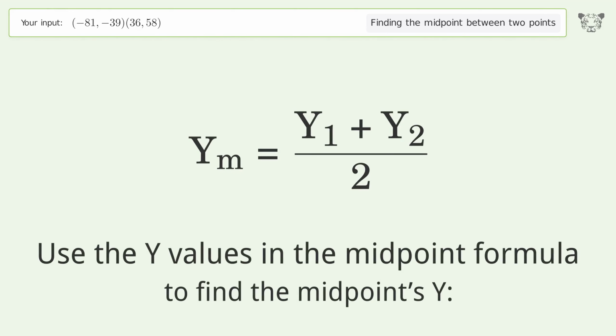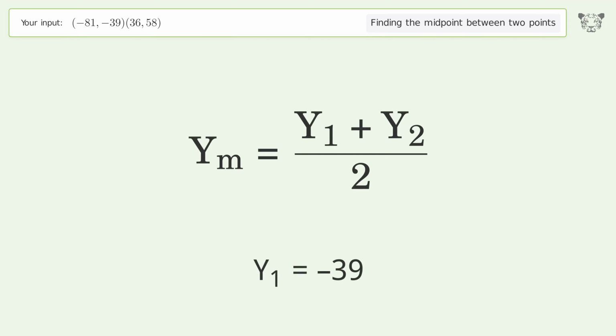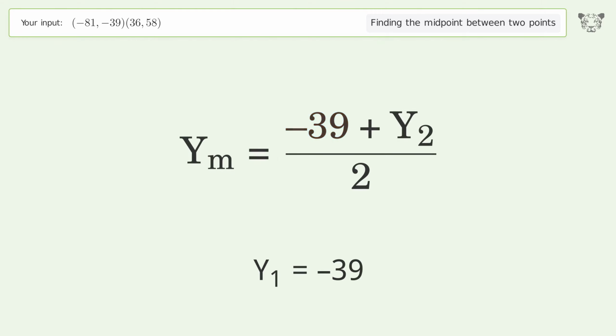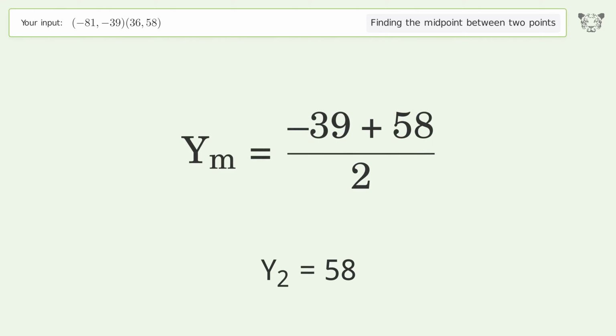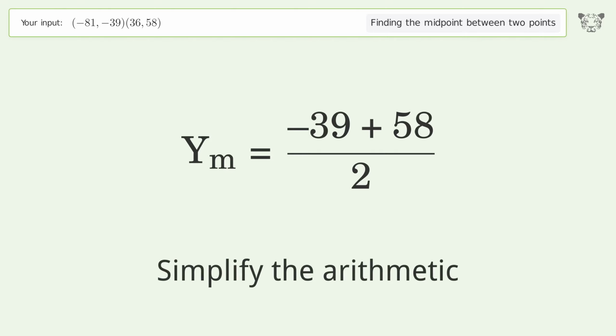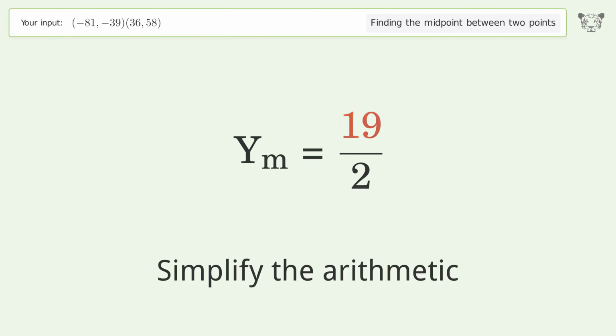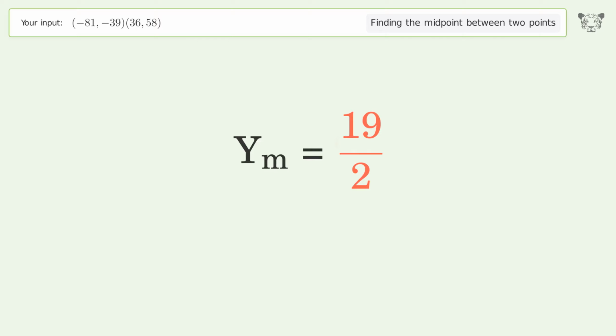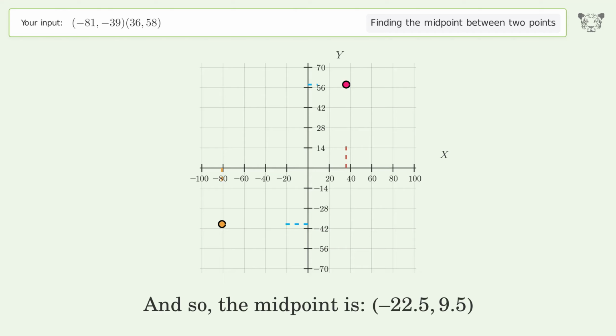Use the y values in the midpoint formula to find the midpoint's y. y1 equals negative 39. y2 equals 58. Simplify the arithmetic. And so, the midpoint is negative 22.5, 9.5.